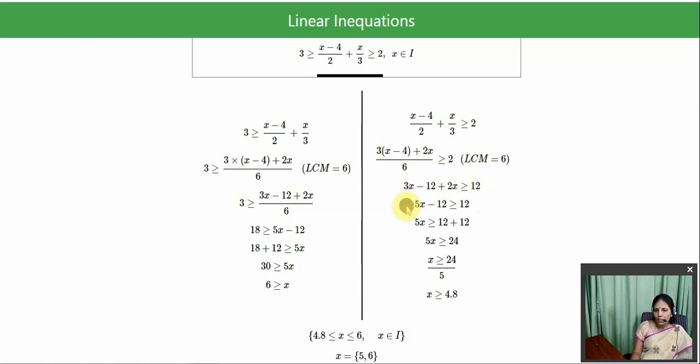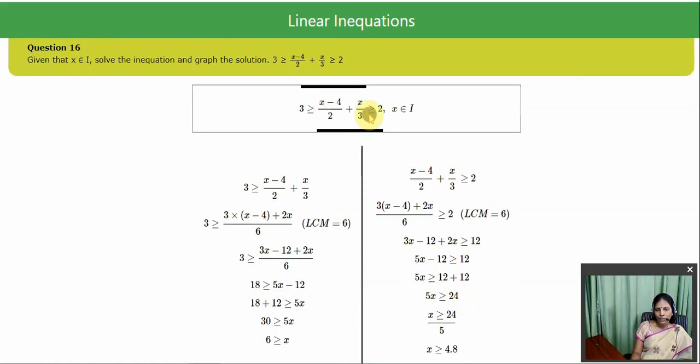Variables on one side and the numbers on the other side. So 5x is greater than or equal to 12 plus 12, that is 24. So 5x is greater than or equal to 24. x is greater than or equal to 24 by 5. This divided by 5 is only for the 24, right? So 24 by 5. When you divide, you get 4.8. So x is greater than or equal to 4.8.